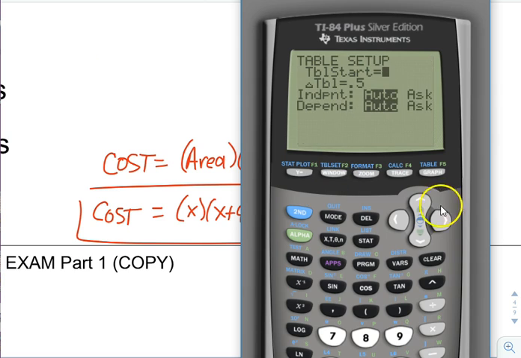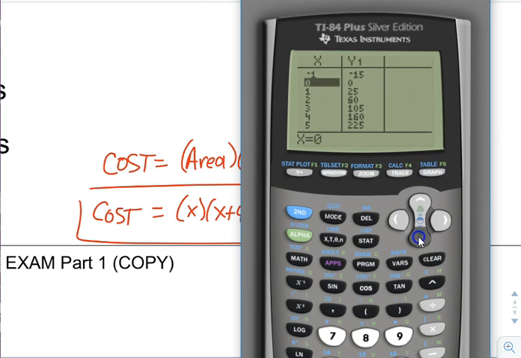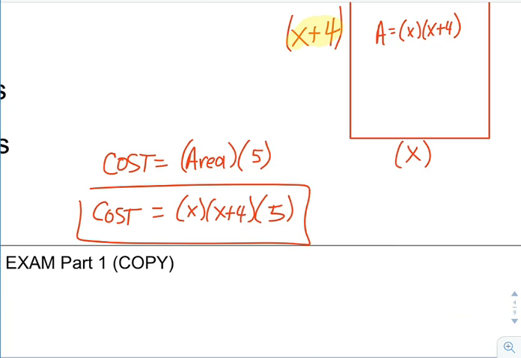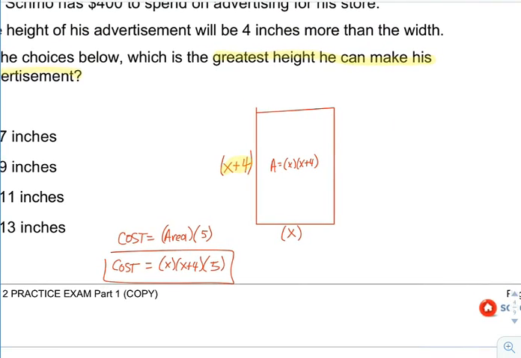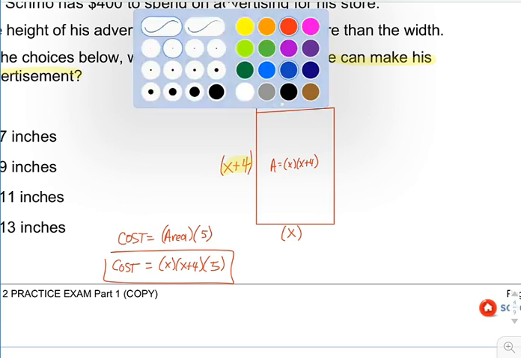Let's put the table back to going by ones. Start at 0, going by ones here. All right. Which one can I ask for before 400? Oh, there it is, 7. 7 is the highest number before it goes over $400. There it is, right? Because this is the cost function. All right. So x can be 7 according to the formula.